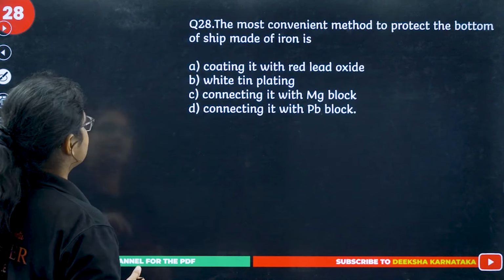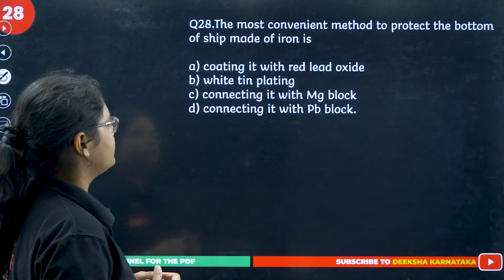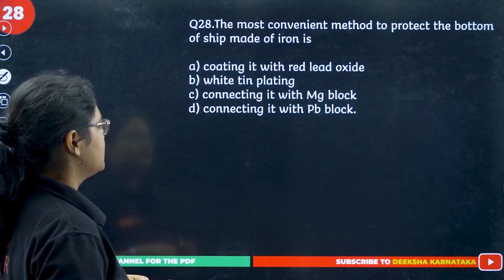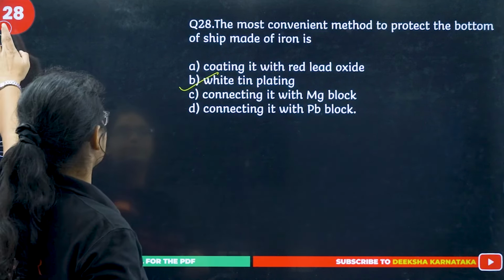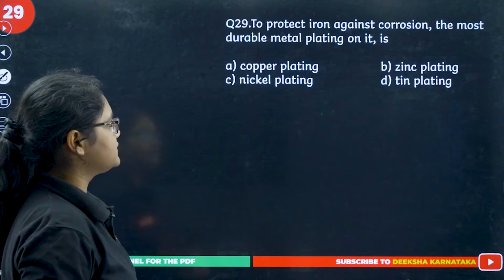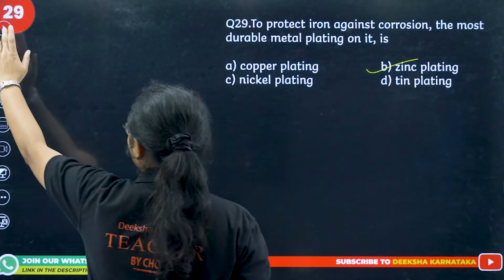Moving to 28th question, the most convenient method of protecting the bottom of the ship made of iron is white tin plating, which is option number B here. Next, to protect iron against corrosion, the most durable metal plating on it is your zinc plating.